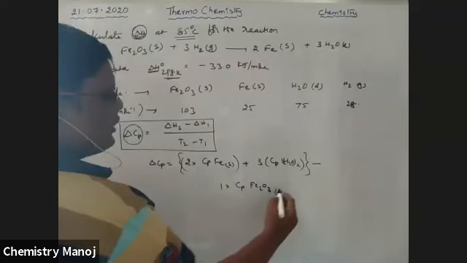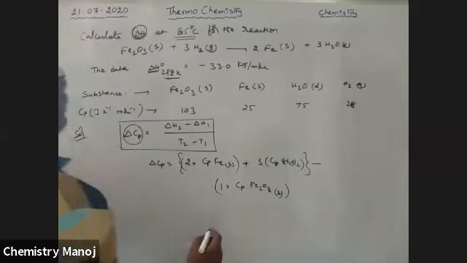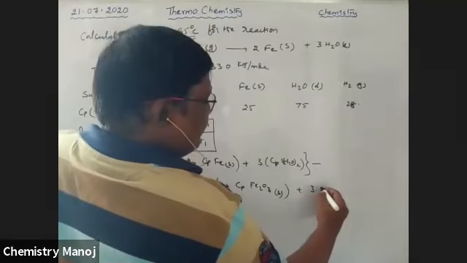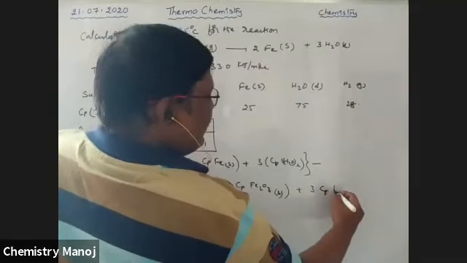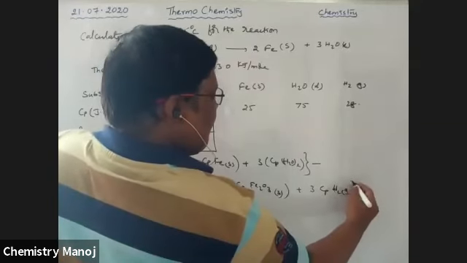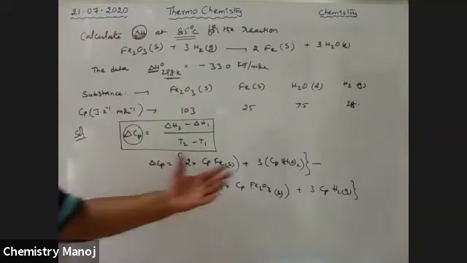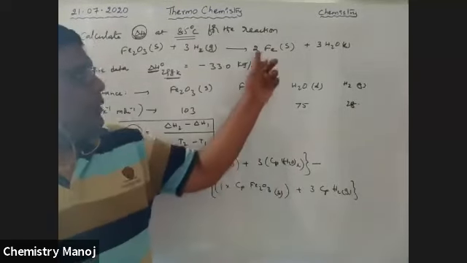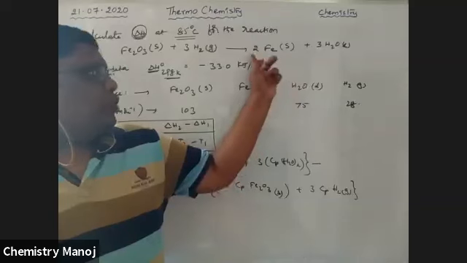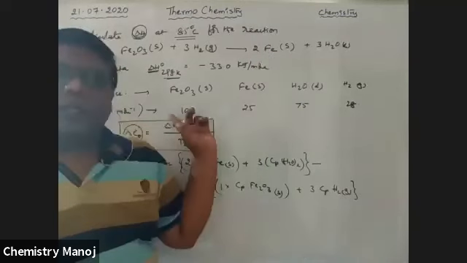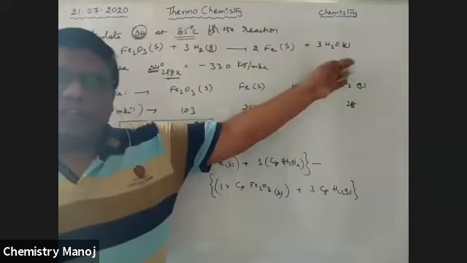Cp of Fe2O3 solids plus 3 into Cp of H2 gas. So products Cp minus reactants. Depending on the number of moles, if 2 moles is there, multiply the value with 2, and if 3 moles is there, multiply its value with 3.